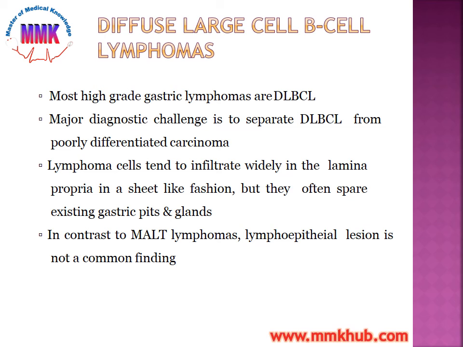Next is the diffuse large B-cell lymphoma. These are most high-grade gastric lymphomas. The major diagnostic challenge is to separate diffuse large B-cell lymphoma from poorly differentiated carcinoma. Lymphoma cells tend to infiltrate widely in the lamina propria in a sheet-like fashion, but they often spare the existing gastric pits and glands. In contrast to MALT lymphomas, lymphoepithelial lesion is not a common finding in diffuse large B-cell lymphomas.